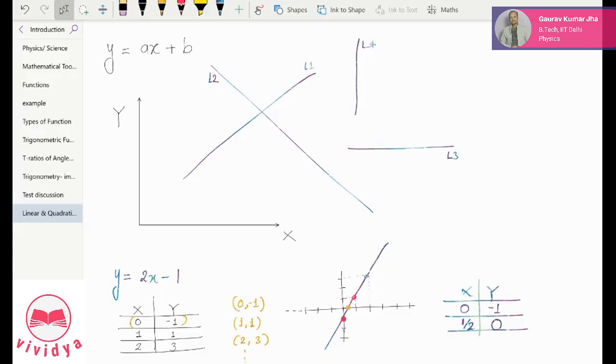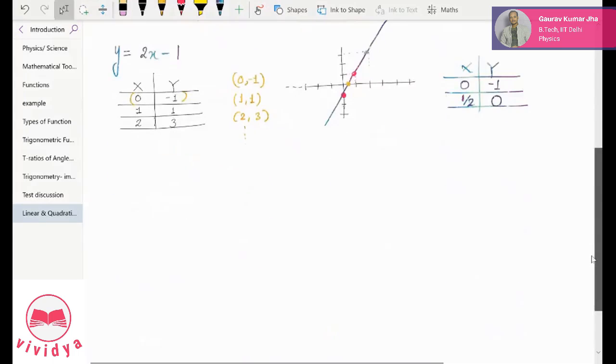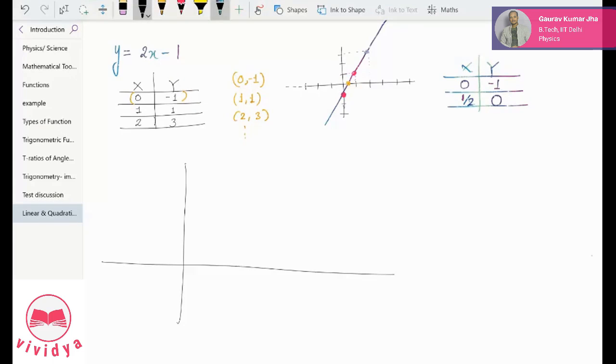No. Okay, so let me draw L3 for you once. How many L3 can be placed anywhere, no? So don't worry about it. You might have L3 here. You can have L3 on the x-axis itself, a horizontal line, or you can have a line like this, or you can have a line like this. All are parallel to the x-axis, right? So you can't say y is equal to 0. If x is increasing, for example, in these lines, what is happening to y?